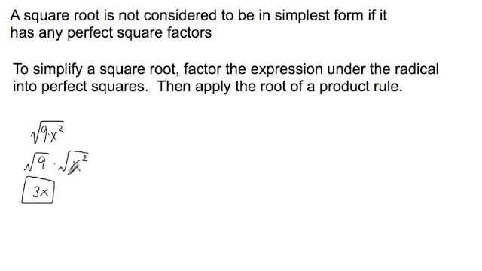Now, if you're not sure how to get the square root of x squared, just ask yourself, what times what will give you x squared? In this case, it should be pretty obvious that x times x should give you x squared. If you're still not sure, you can do this.